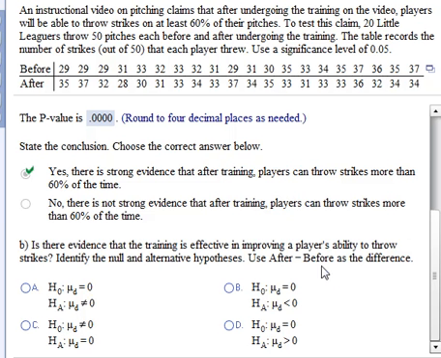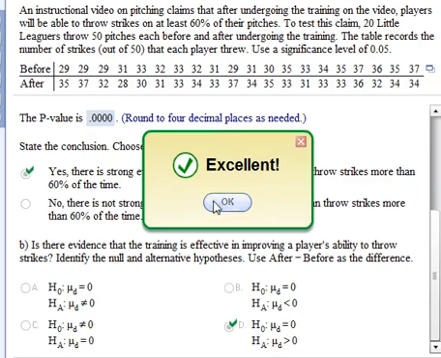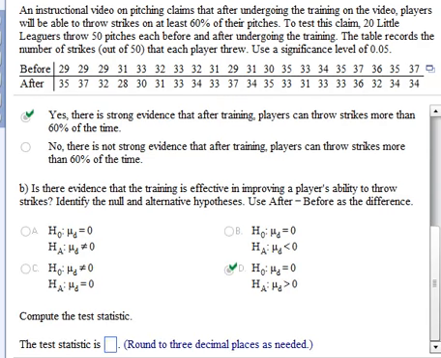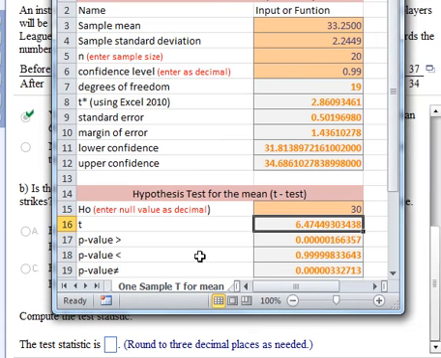So we want the after minus before to be greater than 0. So the null will be that there's no difference, and the alternative will be that it's greater than 0. Okay, and so to compute this test statistic, what you're going to need to do is go ahead and get your difference.